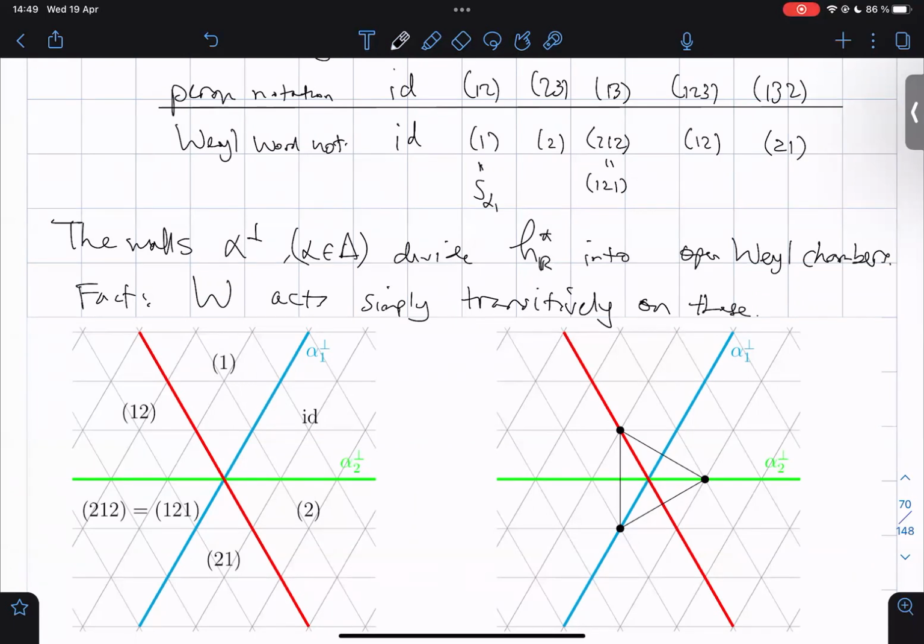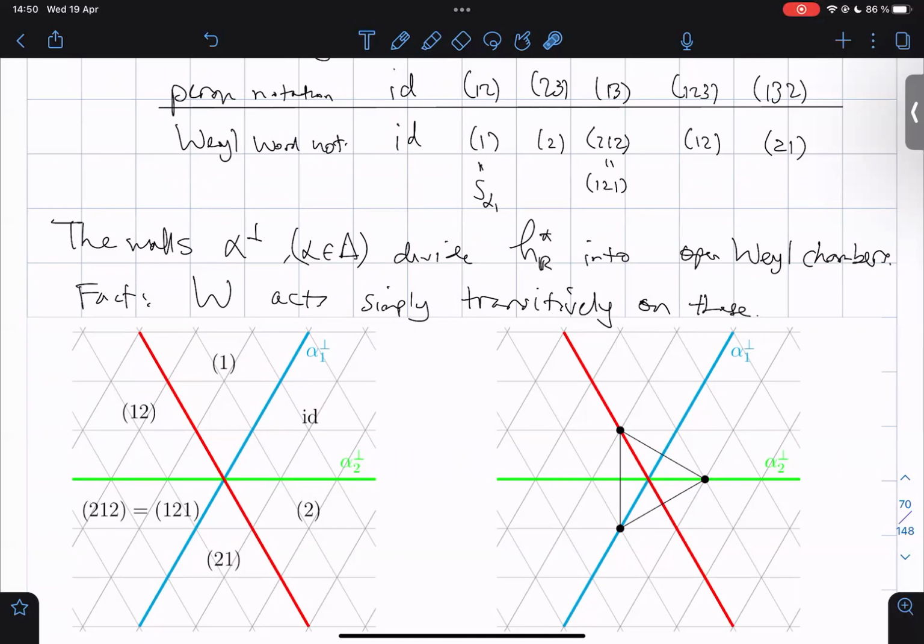What does that mean? Simply means that if I pick any chamber and ask which elements of the Weyl group stabilize that chamber, it's just going to be the trivial element. Transitively means, consider the action of W on these chambers. Given any two, there is an element in the Weyl group that maps one to the other. You can get anywhere you want in this set of Weyl chambers.